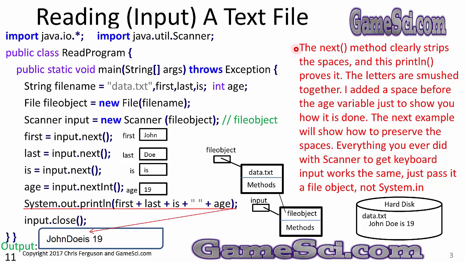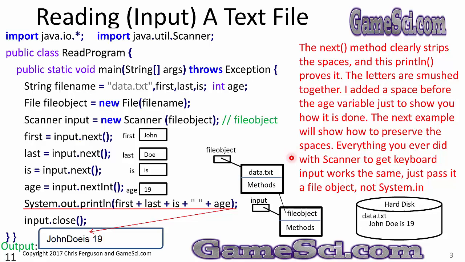This is to show you that the next method clearly strips the spaces. And this print line proves it. The letters are smushed together. I added a space before the age variable just to show you how it would be done. The next example will show you how to preserve the spaces. But keep in mind, the next method strips out the spaces.